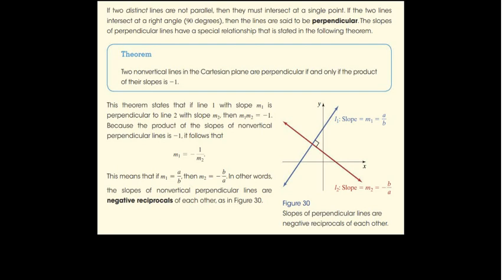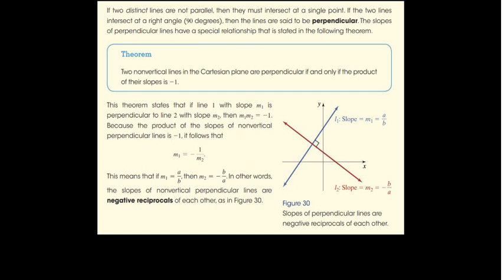So this theorem here, while it is a very true statement, says two non-vertical lines in the Cartesian plane are perpendicular if and only if the product of their slopes is -1, and that makes sense because whenever you multiply the two slopes together, you will indeed get -1.